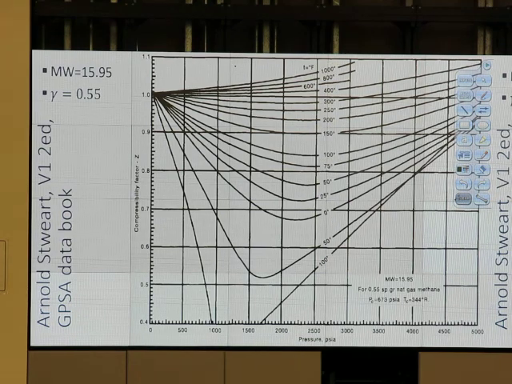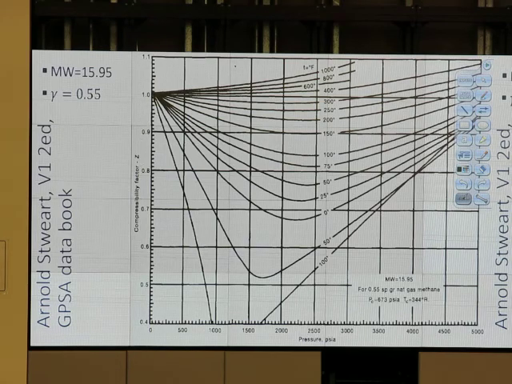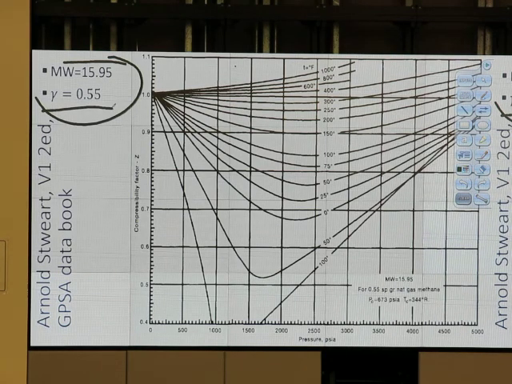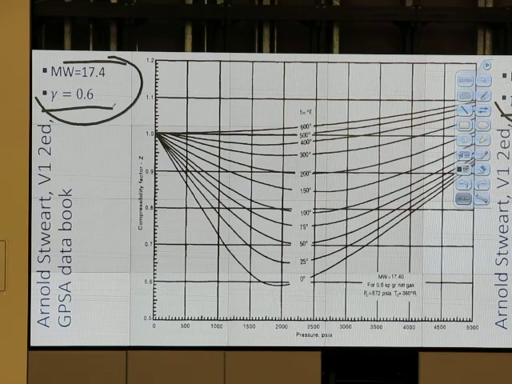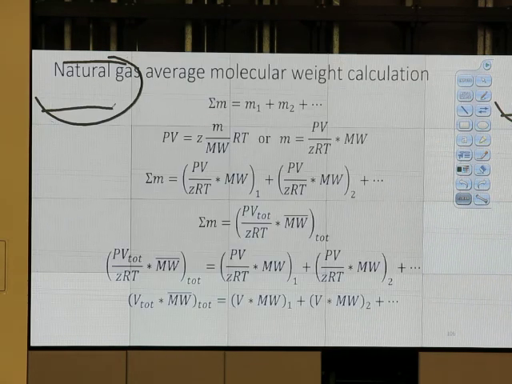You don't need an example for this because you used it before, right? You know pressure, you know temperature, then you can calculate Z. Z is kind of 1, or maybe 0.8, 0.9 or something. Just use this chart. But before we can use the chart, we need to know the molecular weight. So this chart is for gamma equal to 0.55. Next one is for 0.6. Next one is for 0.65, 0.7, 0.8, 0.9.